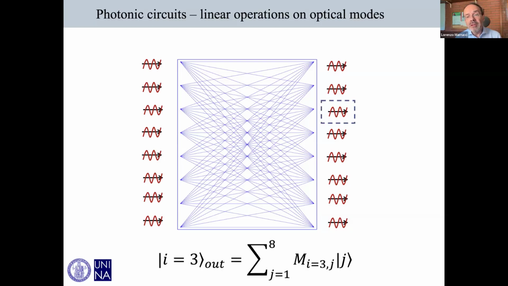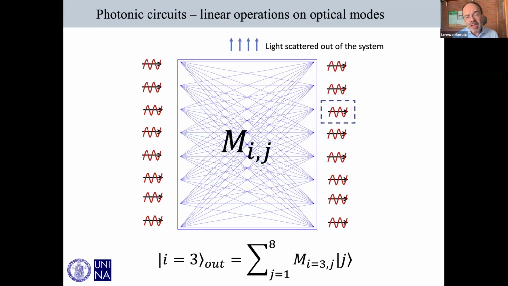So, for example, the third optical mode in this example will correspond to a given linear combination of all the input modes in general. The matrix that defines this connection defines this photonic circuit. In addition to connecting the input and the output modes, there may be light scattered out of the system in general. So the most general situation is that you have this matrix, but there is also a loss in the form of light scattered out or absorbed, for example.